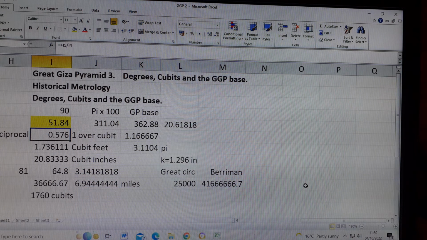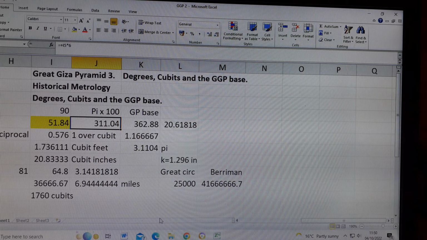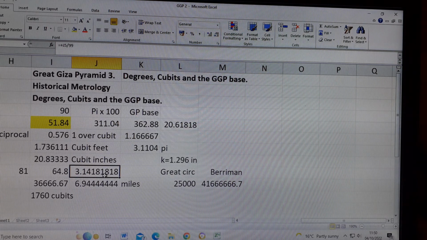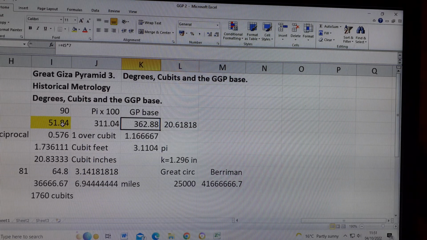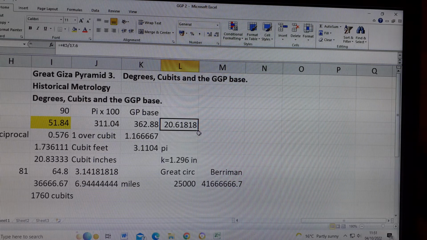because we go down and we get the base 100 cubit of 20.833 inches, because 51.84 divided by 90 is 0.576, and when we divide that into 1, we get 1.736111 as the cubit in feet. It gives a cubit in inches of 20.833, which is the base 100 cubit. Now pi as this times 6 is that value, which isn't pi. But when we divide it by 0.99 in this cell, or divide it by 99, we get 3.14181818. That's Neil and Michel's version of pi that works with this cubit here that's being produced across the top. So that is 51.84 times 7, 36288, the Giza base. Divided by 17.6, we get this cubit.